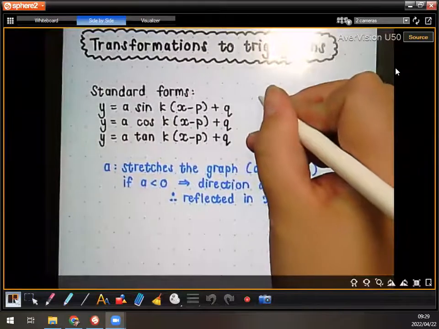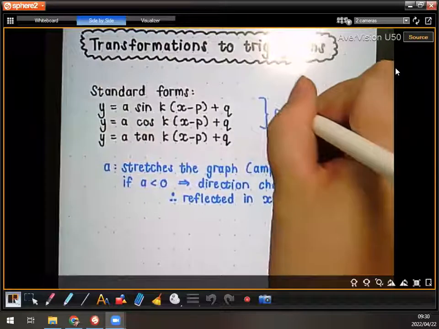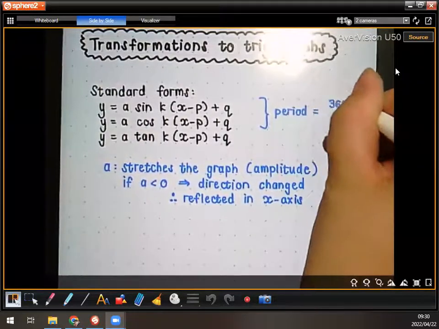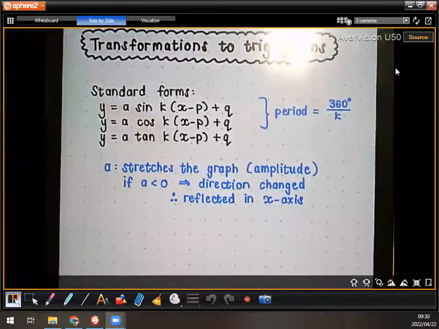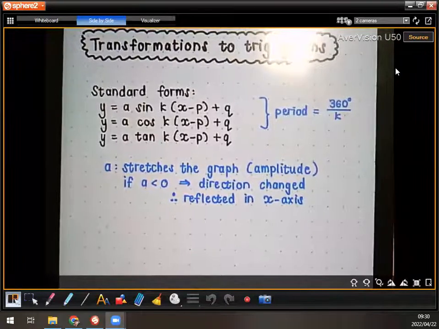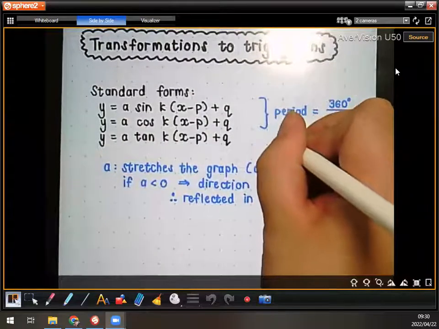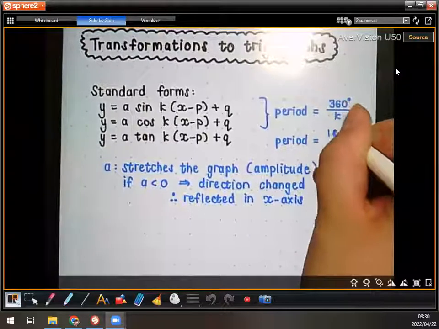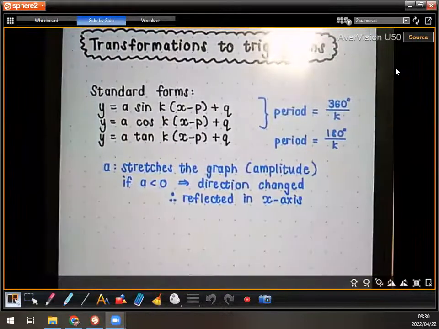Now I'm just going to write next to this here for sine and cos. We know that the period is 360 divided by k. So they might just tell you in words that the period is something and you must figure out what k is from that. But for tan, remember it's different. For tan, the period is always 180 degrees divided by k.